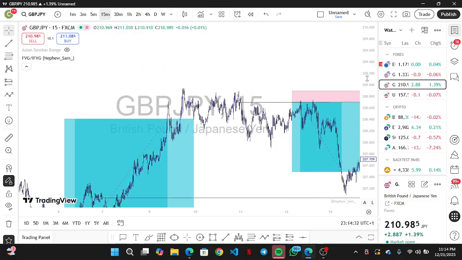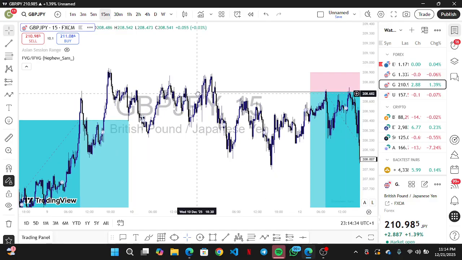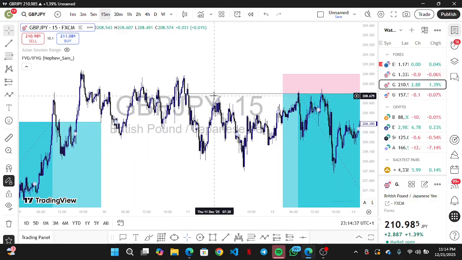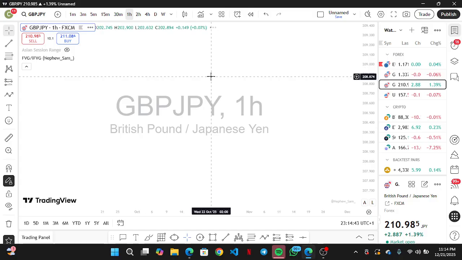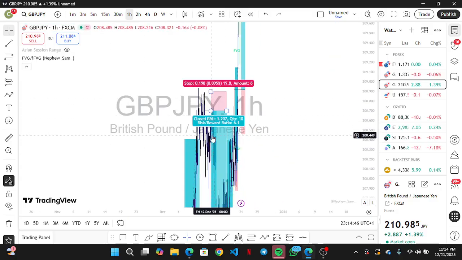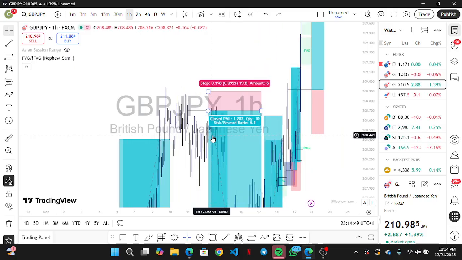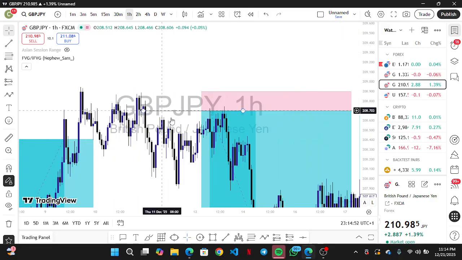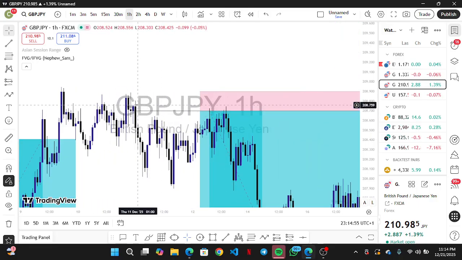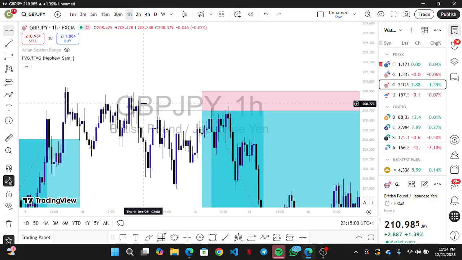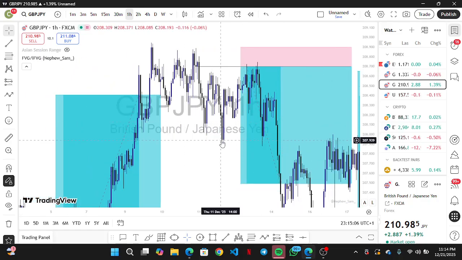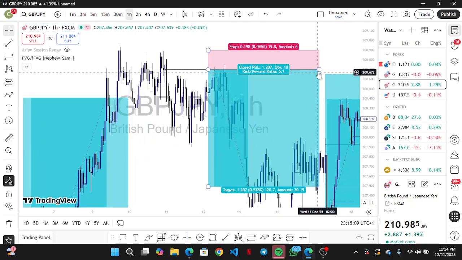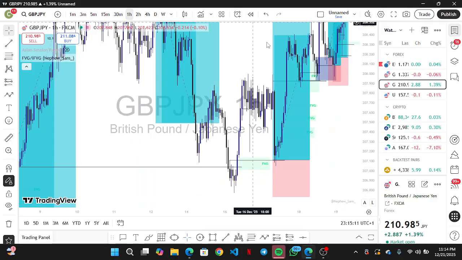So this is GBPJPY. This is the case of inducement entries. Let's go to the 1 hour. So as you said, last bullish candle before a downwards move. So we did that, covered this high here, and targeted our normal 5 RR. Okay, I did six. No, no, no. I shouldn't have done that. 5 RR normally. So that's what we do normally.